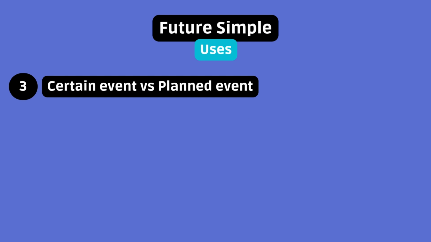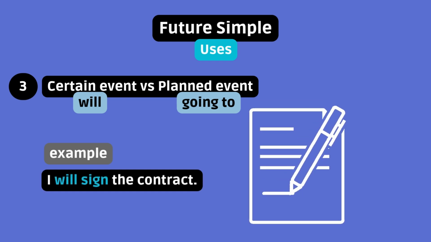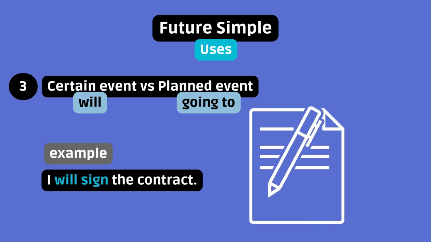Certain event versus planned event. Will is used to express intentions or formal announcements, while going to focuses on plans in progress. The former focuses more on one's personal conviction, while the latter might involve more parties in the planning process. Example: I will sign the contract. This states an intention backed by a sense of personal certainty.